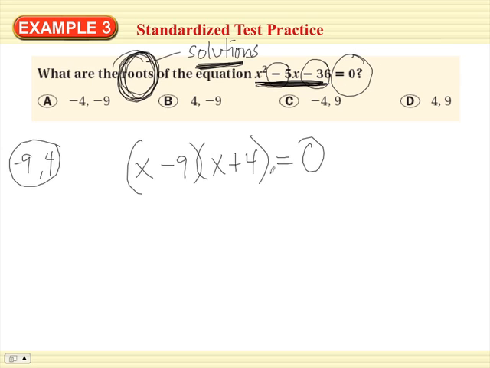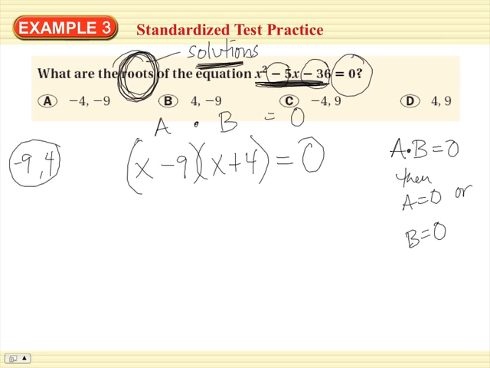Now, here's the deal. You're going to use a property to solve right now. Easy property. A times B equals 0. If A times B equals 0, then A could equal 0, or B could equal 0. This is the zero product property. So we're going to use that right now. How are we going to do that? Well, this is like your A. A times B equals 0. So A could equal 0, so I'm going to write it down. X minus 9 could equal 0. Or X plus 4 could equal 0.